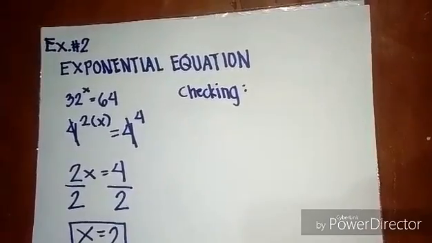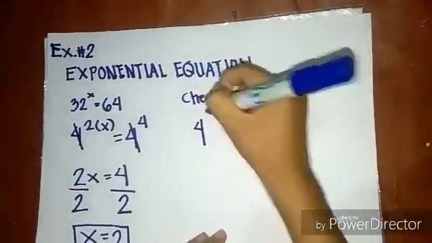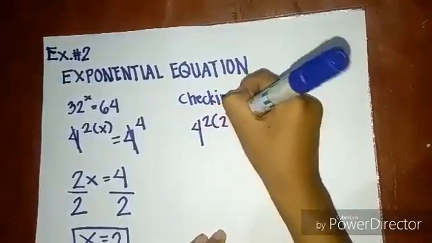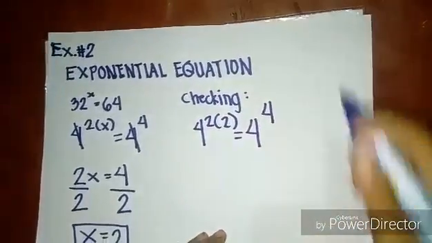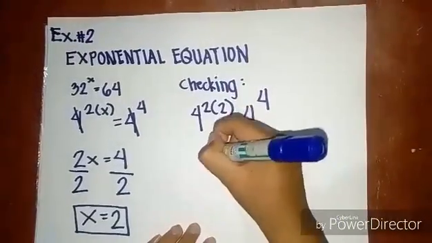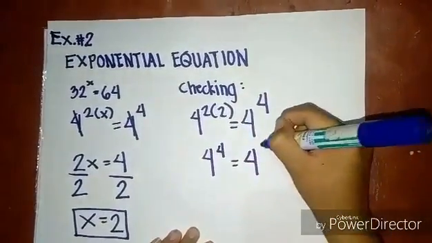Check. Substitute the value of x to 2. So, 4 raised to 2 equals 4 to the power of 4. 4 raised to 4 equals 4 raised to 4.